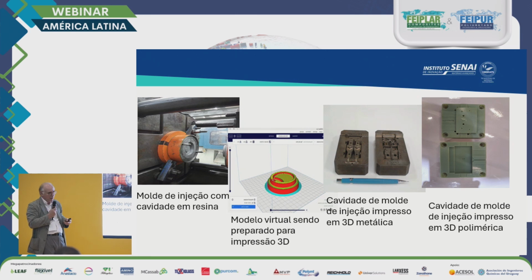We are aiming at having a small number of pieces. So if you do polymeric material cavity by 3D printing and by epoxy resin as well, you're going to have limitations of the processes. And in this case, limitations are not only in terms of the number of parts produced.